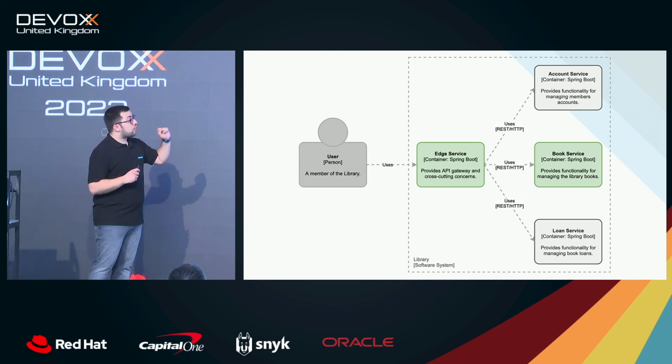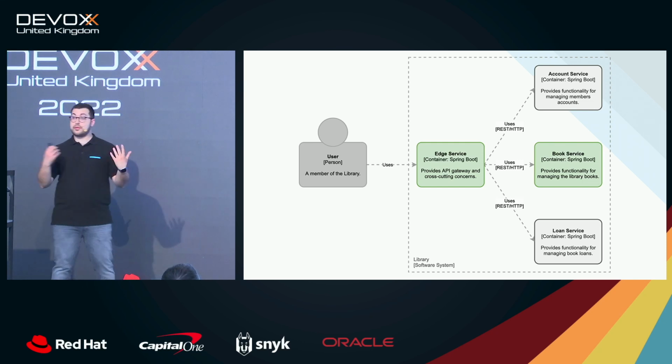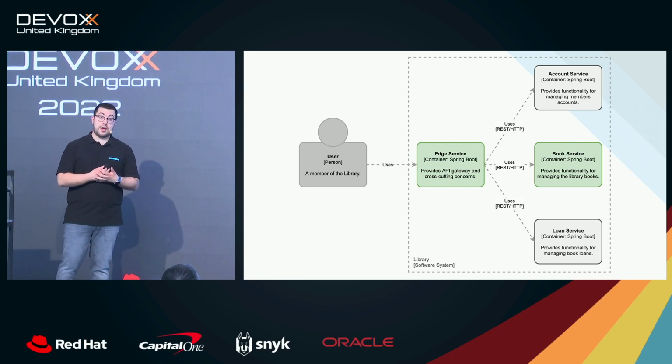We're going to focus on one of the backend services down there, the book service, but the same is true for other microservices that you might want to have in the backend.